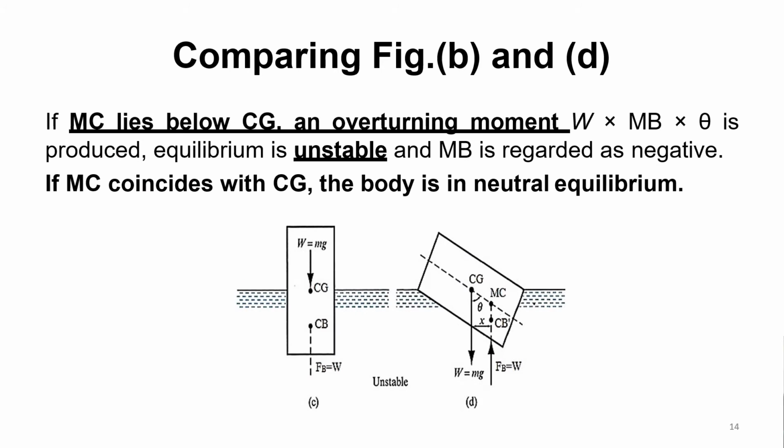Okay, next, how do we determine that equilibrium is unstable? It occurs when the MC is below the CG. The location of the point MC, the metacentre, is below the CG. The overturning moment occurs where the weight times the MB times the angle, and then the MB is considered negative. And if the MC coincides with the CG, the body is in neutral equilibrium. Okay, when MC is at the same level as CG, it means neutral.